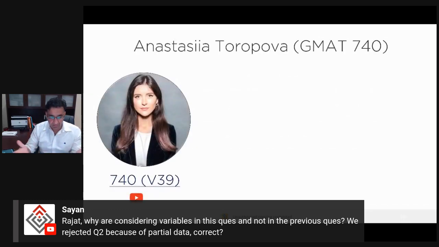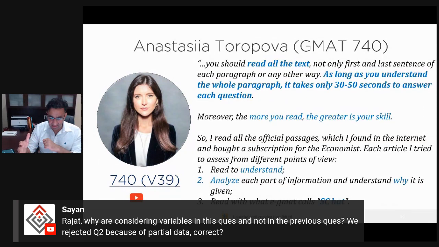And here's some examples. It's one of her former students, Anastasia. She improved her score to 740. She said that, hey, you should read all the text, not just the first and the last sentence. As long as you understand the whole paragraph, it takes very little time. In her case, it was 30 to 50 seconds to answer each question.